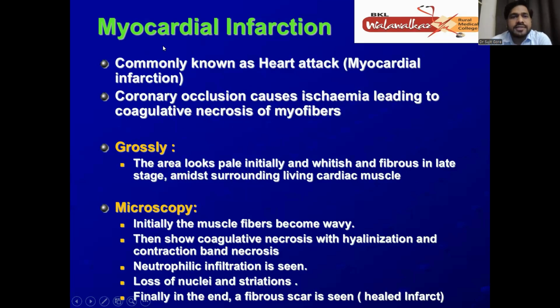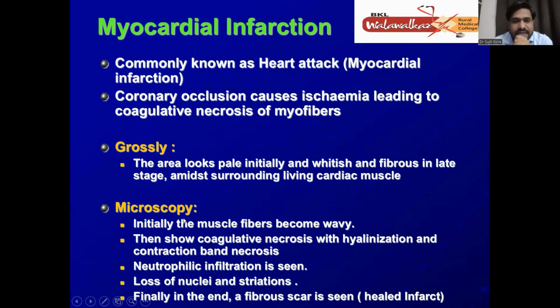So first example is myocardial infarction, commonly known as heart attack. Here the coronary occlusion causes ischemia, leading to coagulative necrosis of myofibres. Myofibres are muscle fibers of the heart. Grossly, the area looks pale initially and whitish and fibrous in late stages, surrounded by living cardiac muscle. So these are the gross changes in myocardial infarction.